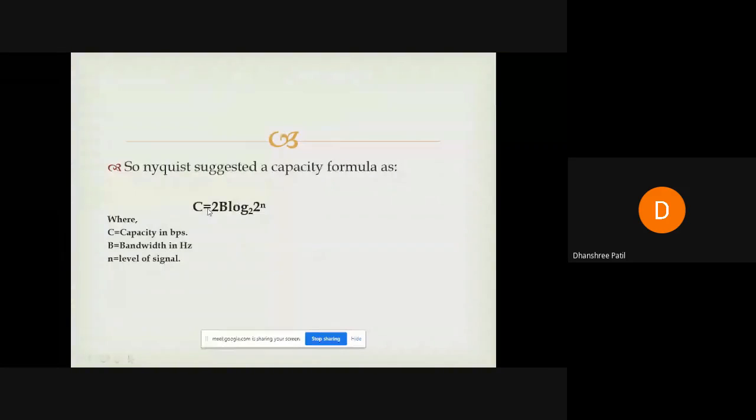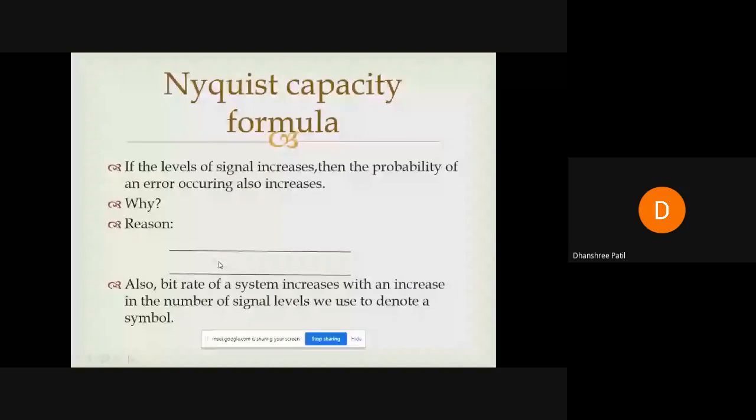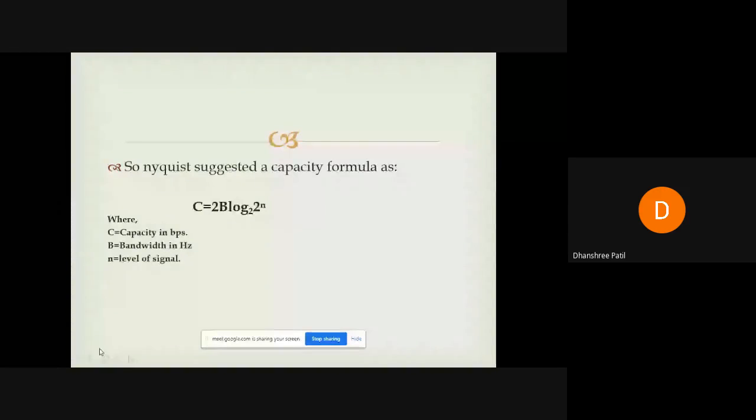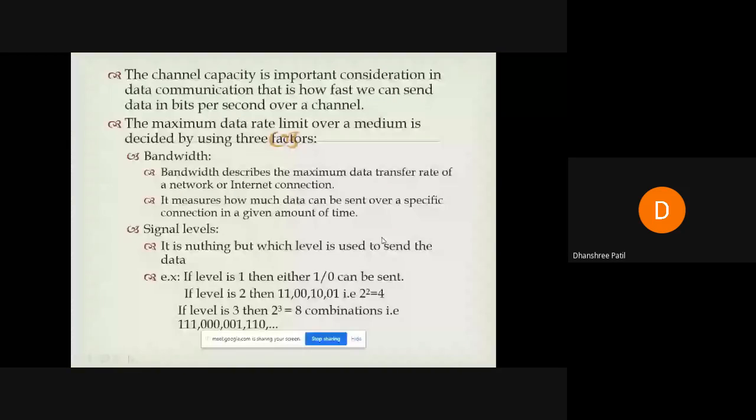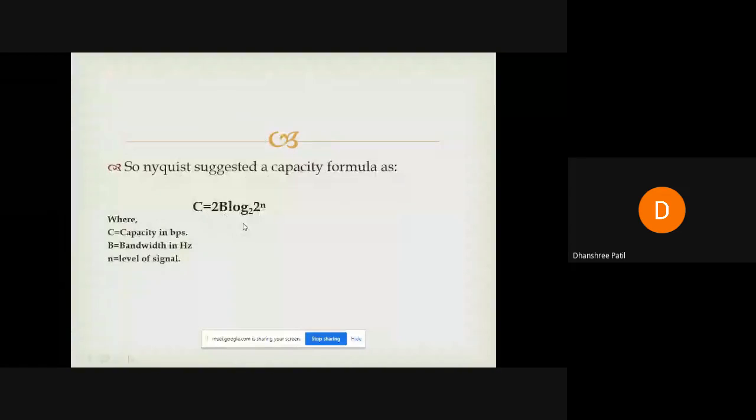And this is the formula: C is equal to 2B. Why 2B? Because whatever your bandwidth or the carrying capacity of the channel is, only at most double the bandwidth of data will be sent. And this is the formula. So C is the capacity, B is the bandwidth which is measured in hertz, and n is equal to the level of signal. Level of signal is this one. So this is the formula to decide the capacity of the channel for a noiseless channel, if there is no noise available in a channel. This is the Nyquist formula.